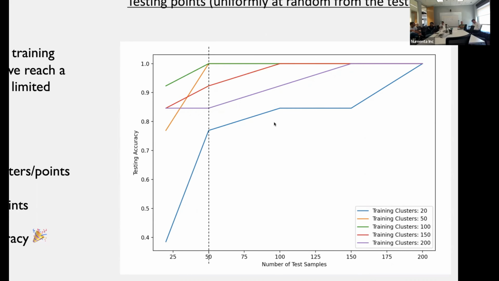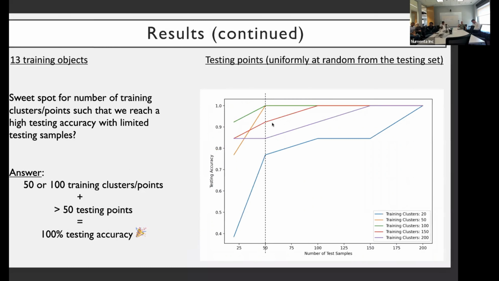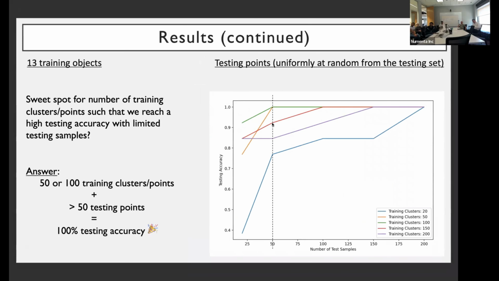How many objects are there? 13. I would imagine if you kept the radius the same size, then you would have had similar results or better. In this limited experiment, the conclusion we could draw is that if you had about 50 to 100 training points and greater than or equal to 50 testing points, you get 100% accuracy, so all 13 objects are correctly classified.